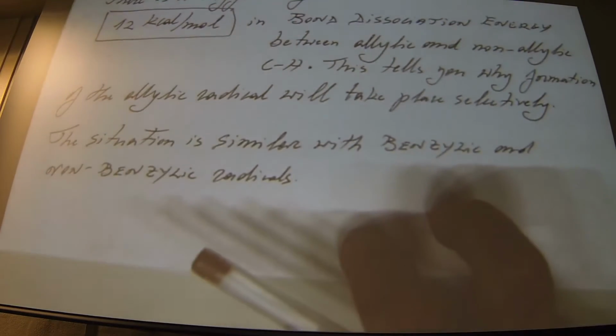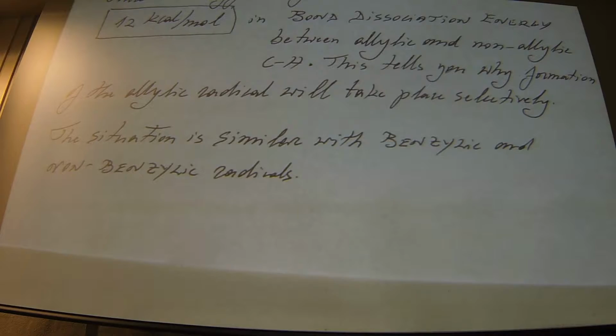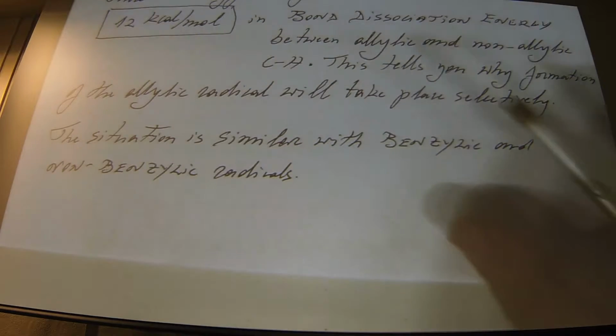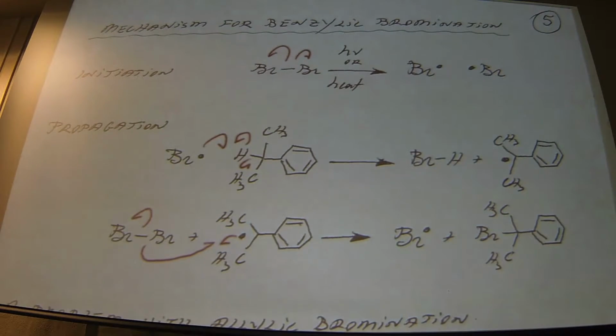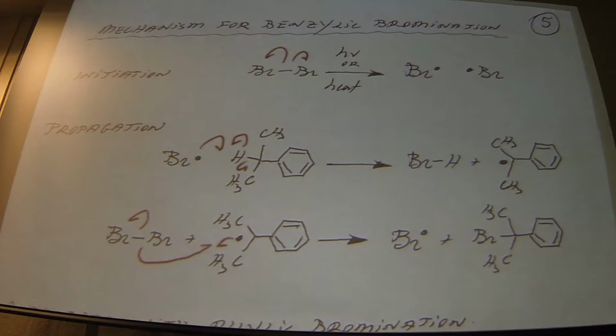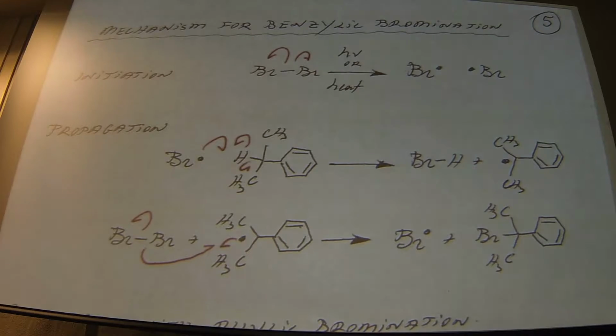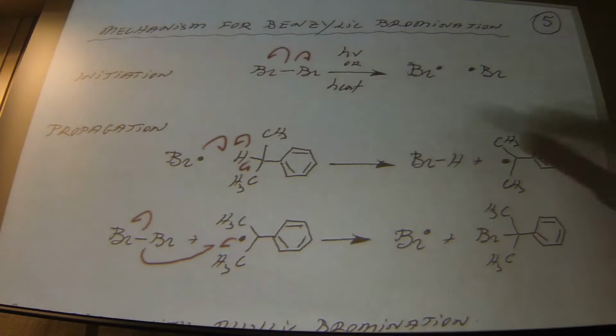The situation with benzylic and non-benzylic radicals is entirely the same, right? If you have two sites where radical reaction can take place, you'll always see the benzylic site. For example, with bromination, you can do just free radical bromination, something we've seen many times in Chem 272. Let's go through it again.